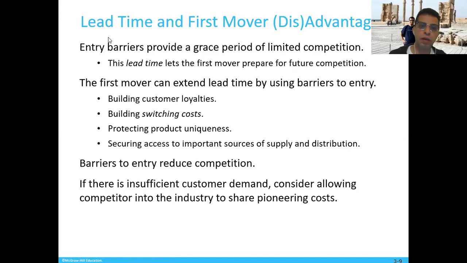Now, furthermore, entry barriers provide a grace period of limited competition. So we know the competition will walk in, and we know the competition is much richer, bigger, and stronger. But we created enough barriers where we had enough time to establish our name, our business, and our product. So this lead time, the first mover prepared for the future competition.